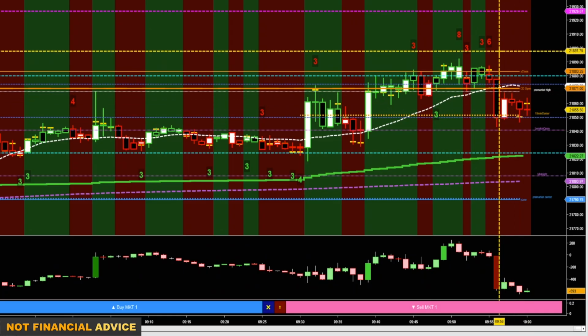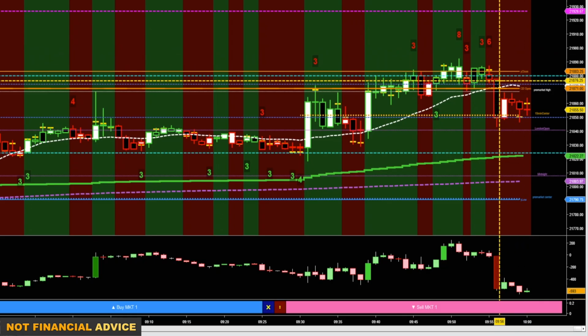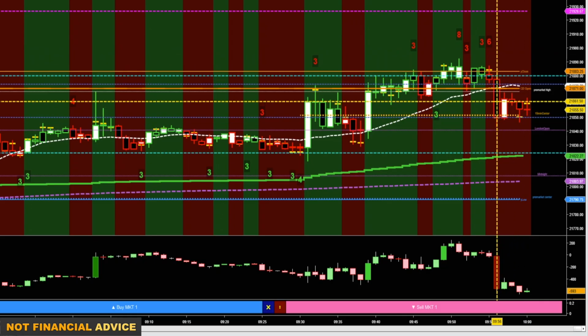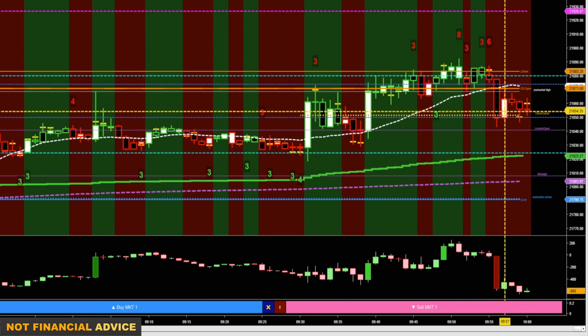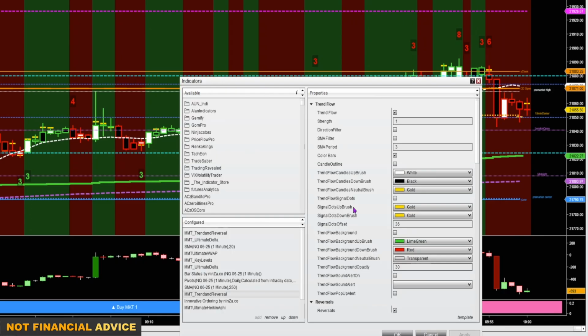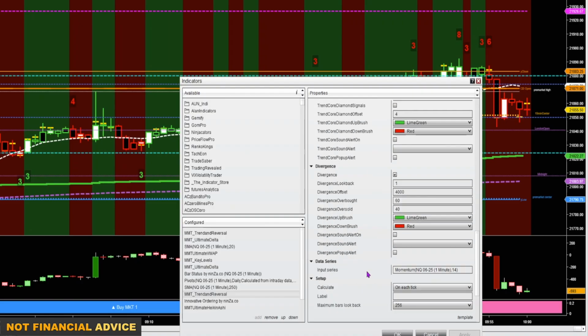The Heikin-Ashi is painting the background and the candle outlines. And the trend and reversal is painting the inside of the candles with the trend flow feature using the momentum indicator as an input. I did a video on that yesterday. It's using the trend flow, strength of 1, directional filter off, SMA filter is off, just painting the bars, white for up, black for down. Input series of the built-in NinjaTrader 8 momentum indicator.